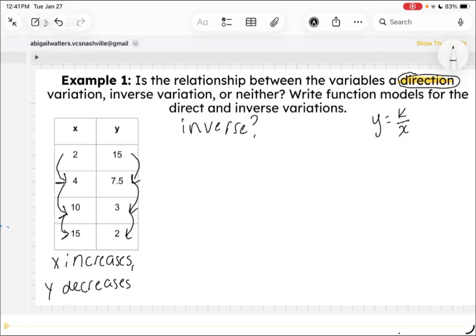So from these ordered pairs, how are 2 and 15 related? 15 equals k divided by 2. Is there any number that would work there? It would have to be a 30. Let's see if that same equation is going to work for 4 and 7.5. So I've got 7.5 equals 30 divided by, oh sorry, that should be a 4.